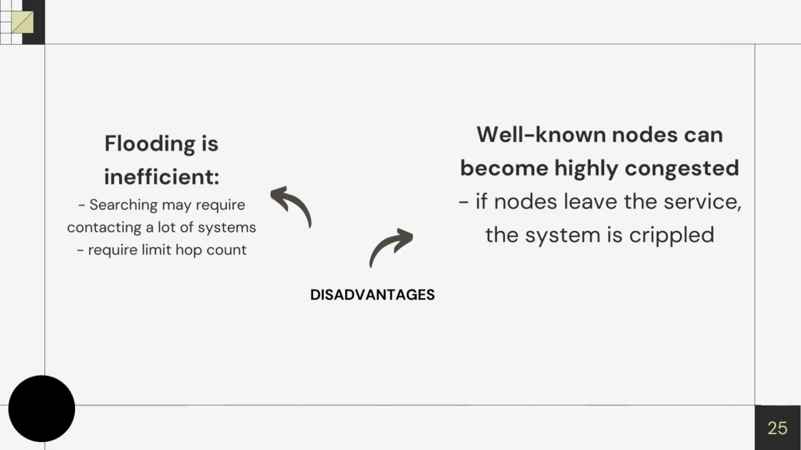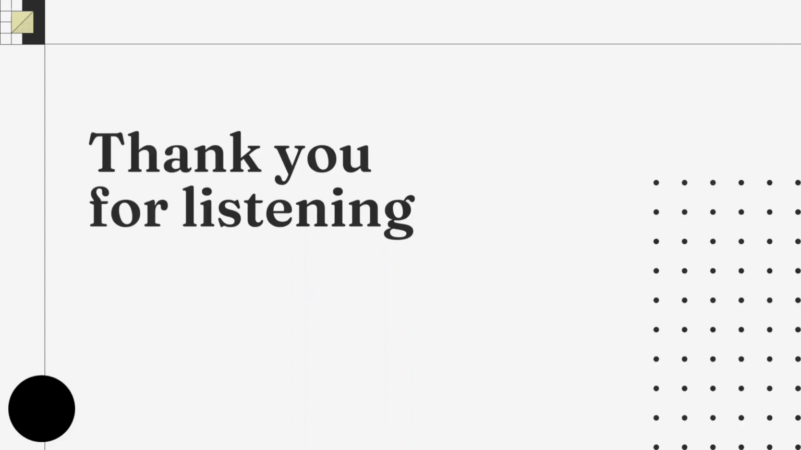The disadvantage for Gnutella, which is flooding, is that it is inefficient. Searching may require contacting a lot of systems, so a hop count limit is required. Well-known nodes can become highly congested. If nodes leave the service, the system is crippled. That's all. Thank you.